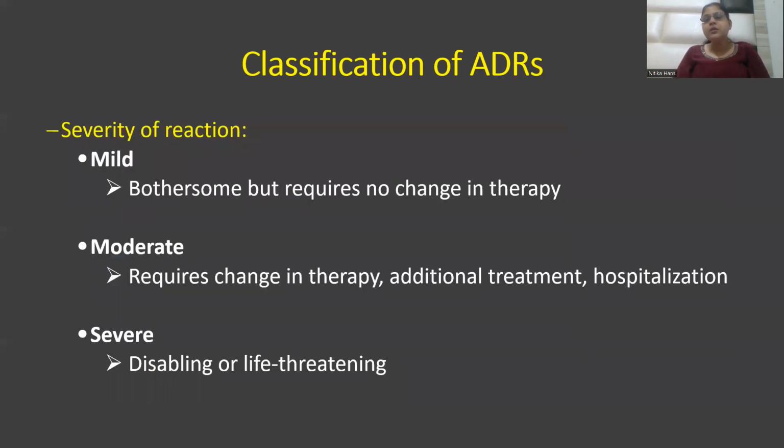Mild is that which does not require any change of therapy, which is very mild or bothersome, but requires no change in the therapy. Moderate is that which requires change in therapy, or requires additional treatment or hospitalization. And severe is that which is very disabling and can be life-threatening.